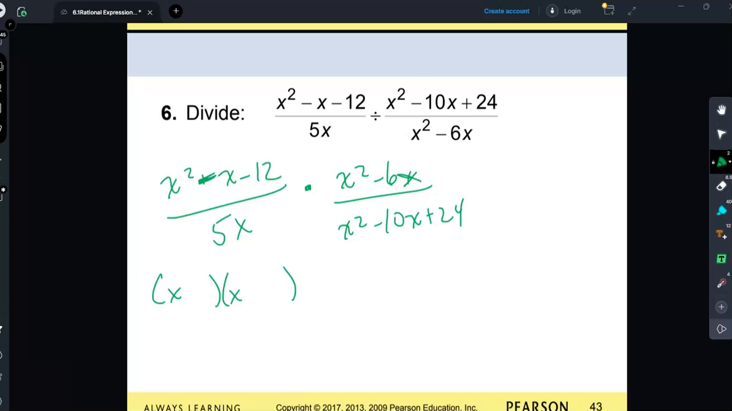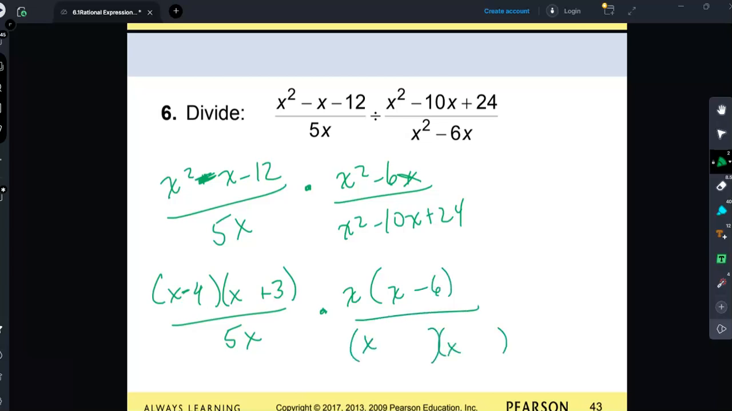So let's see, we have 4 and 3 multiplies to be 12, right? And we need it to be a negative x, so we need to be -4 plus 3 over 5x times, factor out an x, we get x minus 6. And then down here, we have 6 and 4, which multiplies to make 24 and can make a -10, so those both have to be negative.